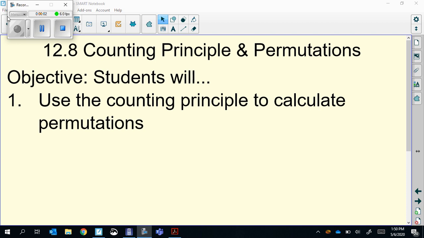Hey guys, this video we're going to be looking at the counting principle and permutations. We've already done quite a bit of this. Permutations will be new though. Kind of a shortcut for the counting principles, or there's a formula that's a shortcut, I should say.